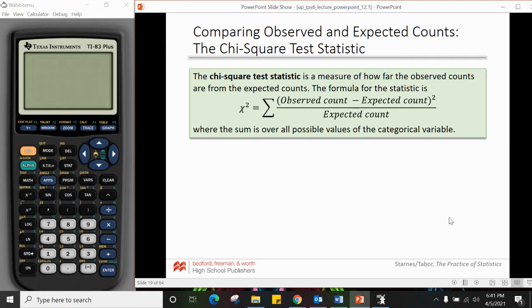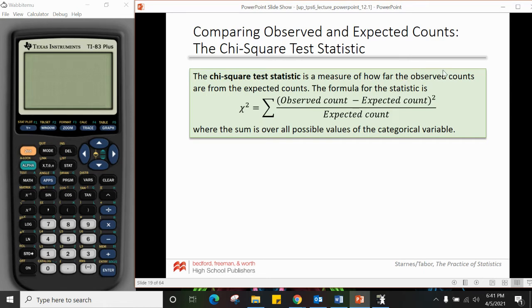So how do you find chi-squared? Well, the chi-square test statistic is a measure of how far the observed counts are from the expected counts. And this should be reinforcing that statement I made before, that chi-squared always has to have an observed and an expected number. Well, in order to get the difference between these, you have to have both of those. So chi-squared will always have that observed and the expected counts.